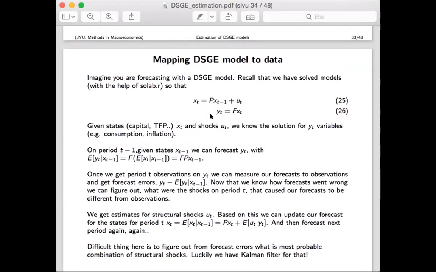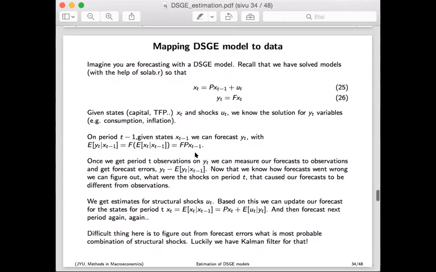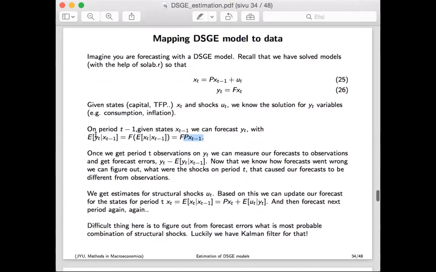But when we have this model in this form, we can forecast endogenous variables given the states of t minus 1. And it is obtained from this so that yt equals F times xt, and then xt equals P times xt minus 1. So this way we can forecast variables from period t by having state variables from period t minus 1.